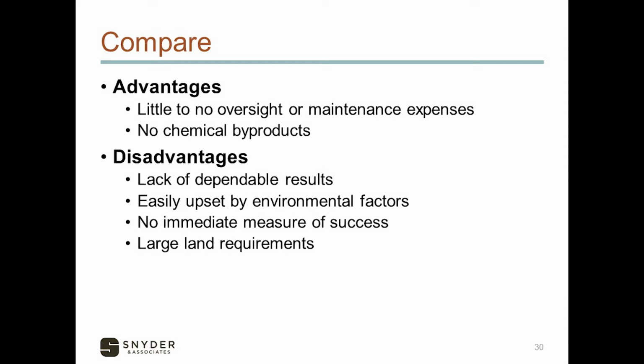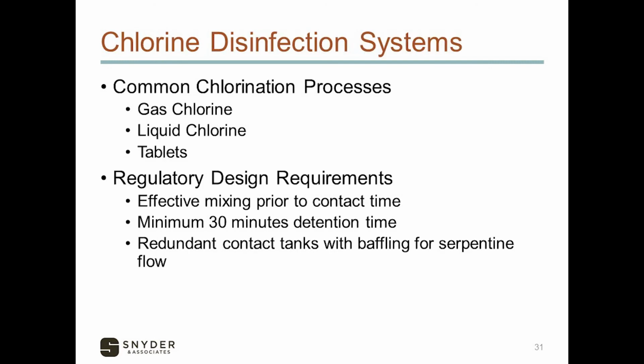It's easily upset by changes in the environment. What happens if the wind comes along and blows leaves and dirt into the system? So the biggest problem with this is lack of predictable results. If we determine that really we can't guarantee natural disinfection, we have to go to something that is chemical. And there's a couple common types of chemical disinfection. There's gas chlorine, liquid chlorine, which is usually sodium or calcium hypochlorite, and possibly tablets.